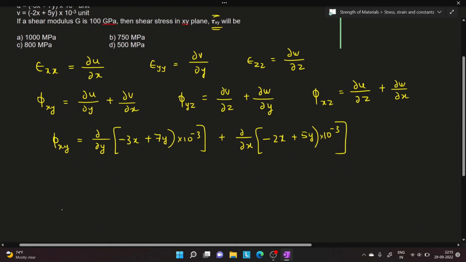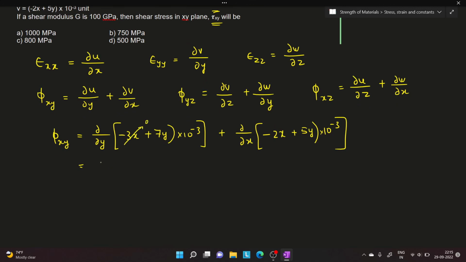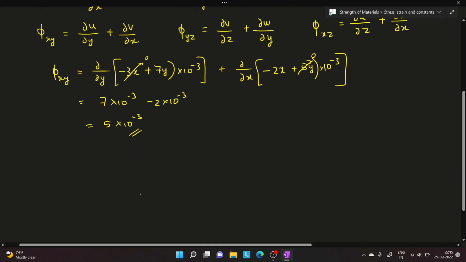Right, upon simplification, let me just differentiate this. So this is going to be 0, so we are going to have plus 7 into 10 to the power of minus 3, and this is going to be 0, so we are going to have minus 2 into 10 to the power of minus 3, which is nothing but 5 into 10 to the power of minus 3. So this is going to be our shear strain in the xy plane.